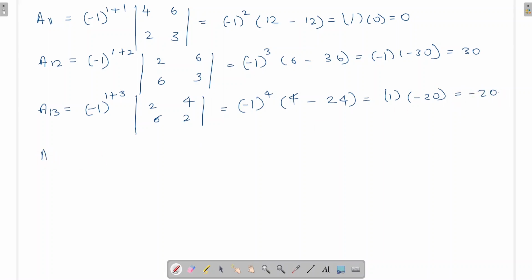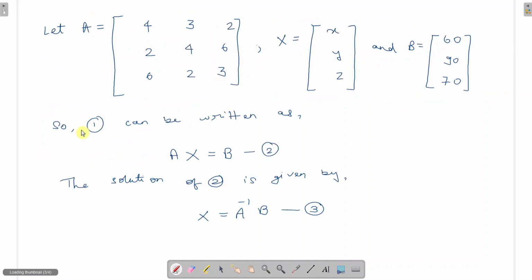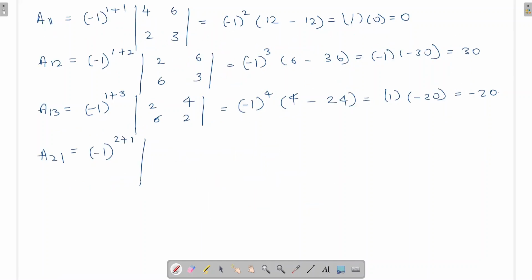Okay. Then A21, so minus 1 raised to 2 plus 1. So we have to delete the second row and the first column. So we will get 3 2 2 3. So this will be equal to minus 1 raised to 3 times 3 times 3 is 9, minus 2 times 2 is 4. So this will be equal to minus 1 raised to 3 is minus 1 times 9 minus 4 is 5. So minus 5 we will get.